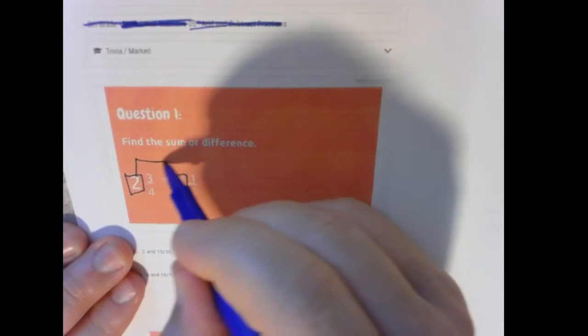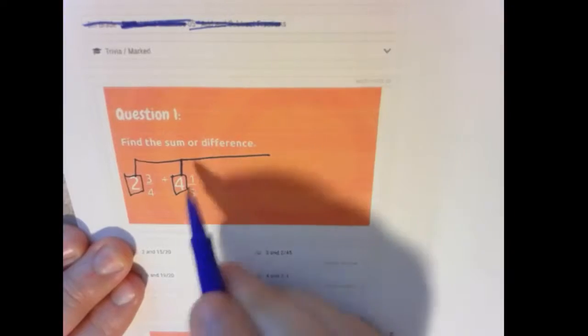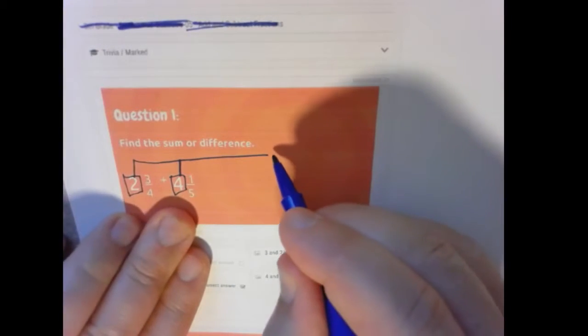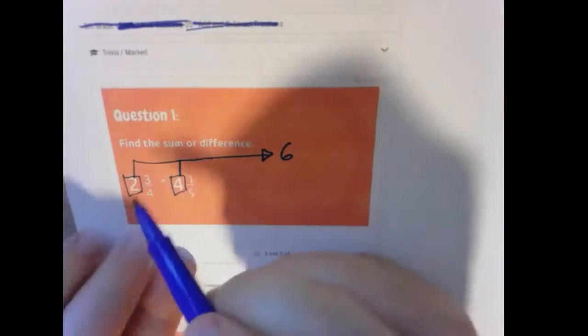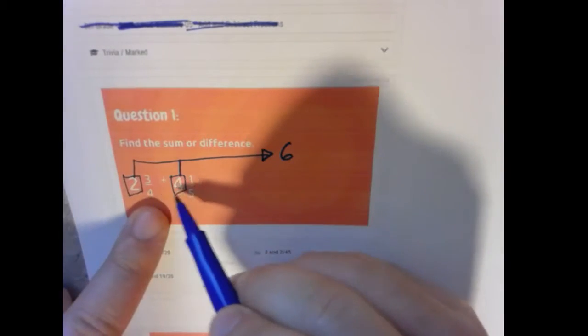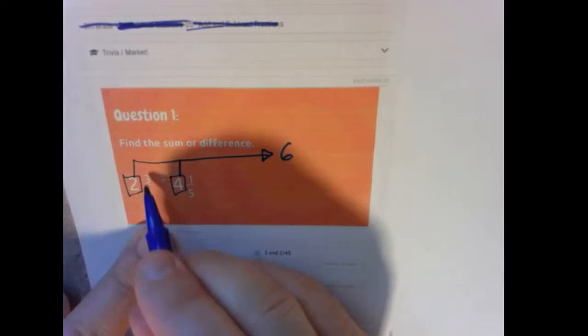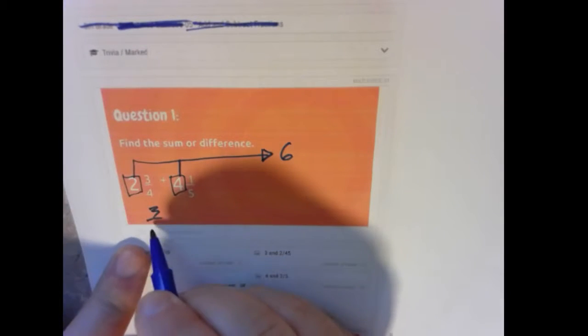So what we're going to do here is take these whole numbers and add those together. So what is 2 plus 4? That would be 6. All right. Now I'm going to try to ignore those big numbers for a second and just work on the fractions. So we have 3/4 plus 1/5.